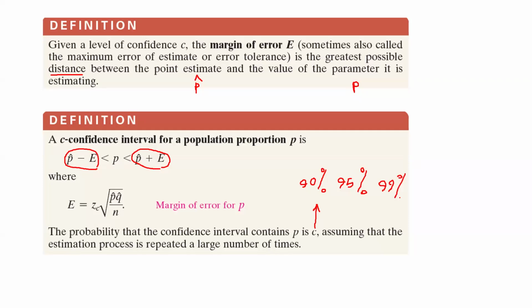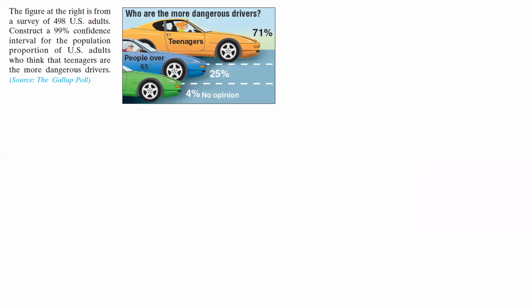So you say that, hey, we are 90% confident that, if the estimation process is repeated a large number of times, the population proportion is bounded between P hat minus E and P hat plus E. Let's take a look at an interesting example. In this example, you have a figure with a survey of 498 US adults, and the question says construct a 99% confidence interval for the population proportion of US adults who think that teenagers are more dangerous drivers.